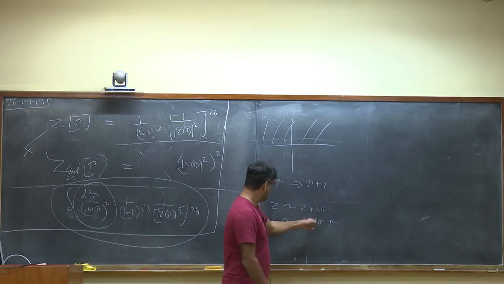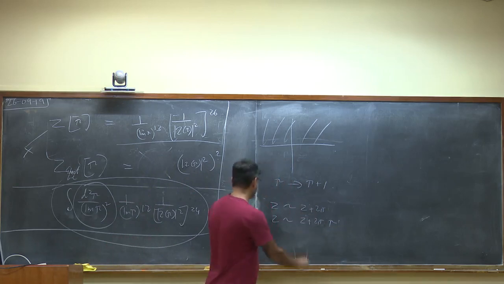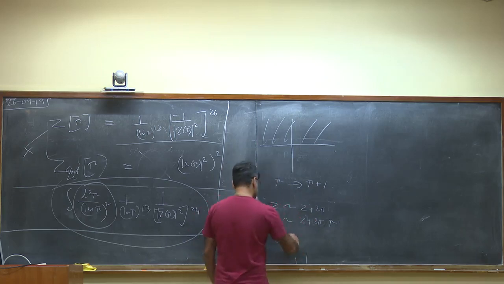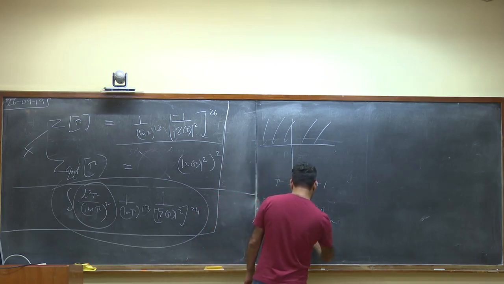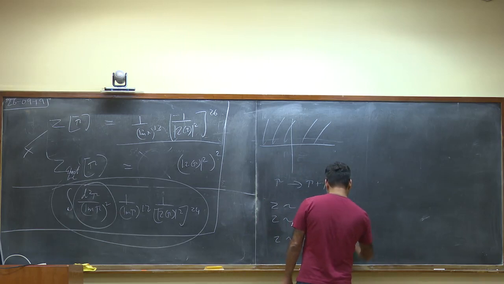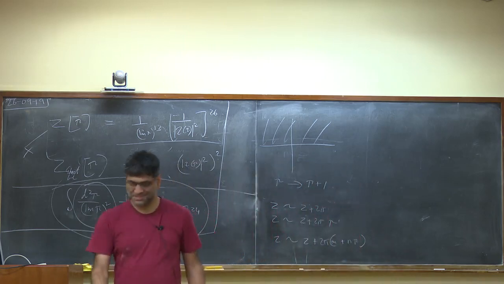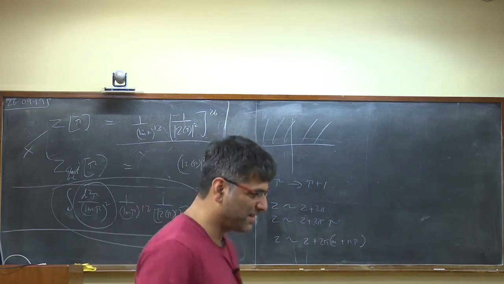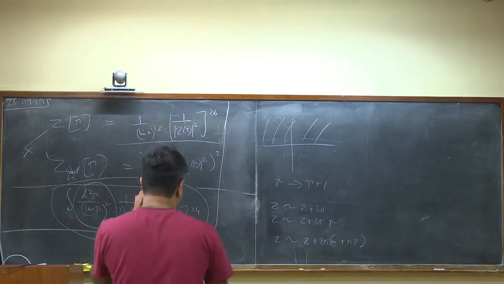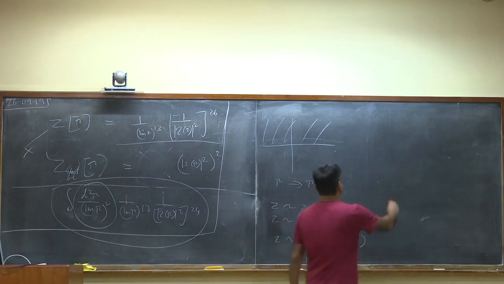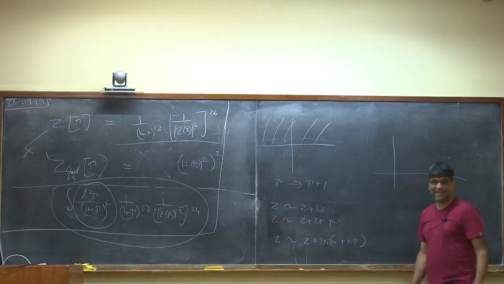Because once we know that this is the case, it's also true that z is identified with z plus 2 pi m plus n tau. You just repeat the identification. Okay? So tau we should think of this way. Tau generates a lattice.